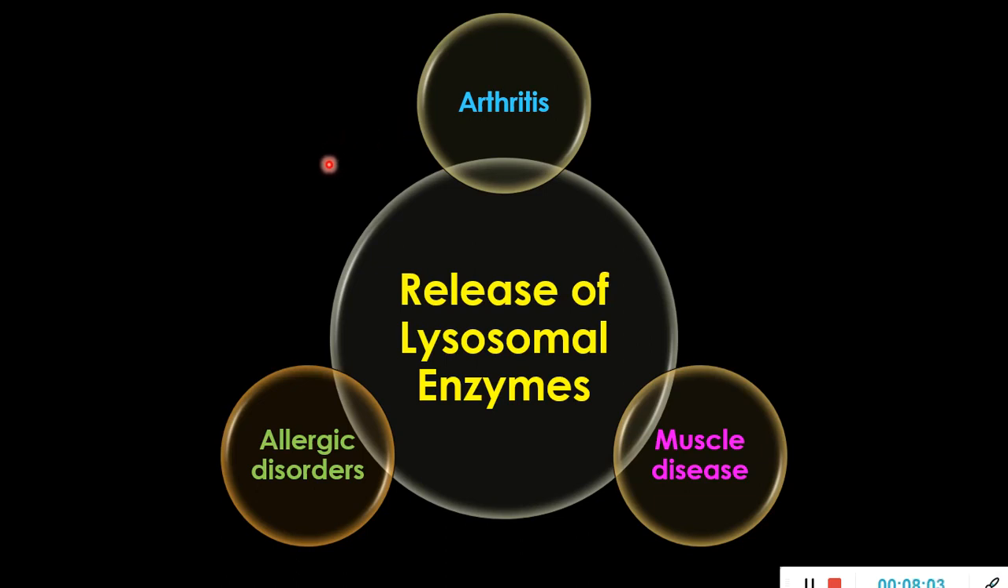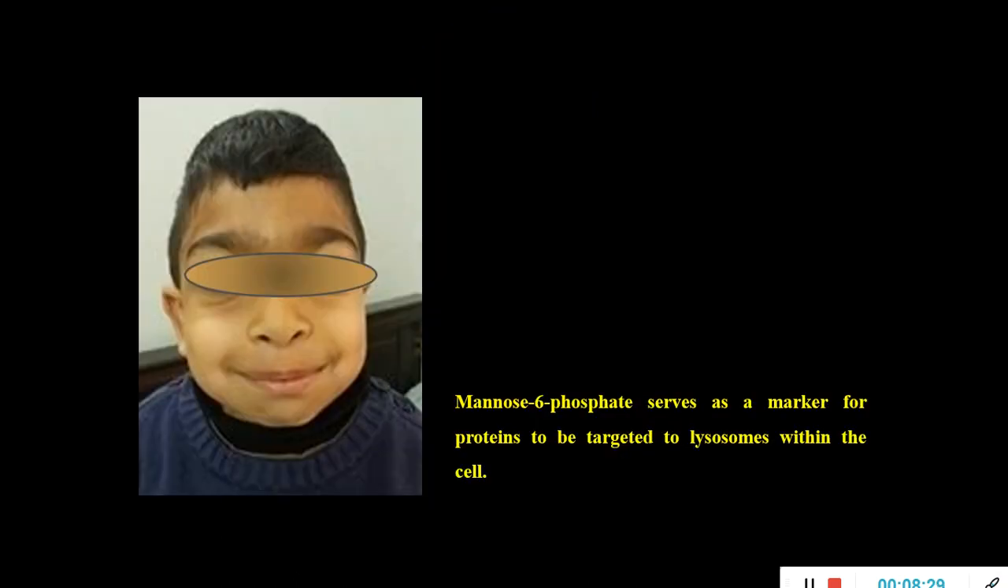And if they are affecting like this, it will produce a number of clinical manifestations. Release of lysosomal enzymes can produce arthritis, can result in muscle diseases, and release of some lysosomal enzymes can cause allergic disorders. So if lysosomal enzymes get released into the cytosol, they may result in arthritis, muscle disease, or allergic disorders. They are the key clinical features.